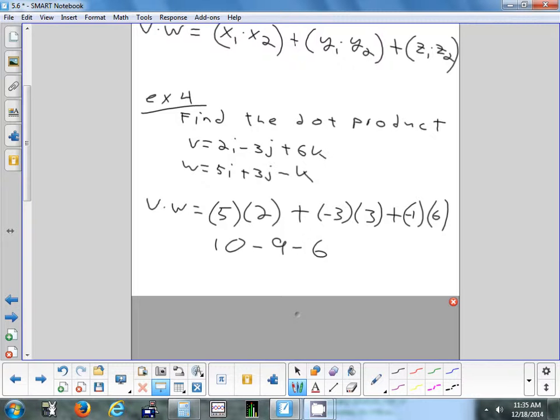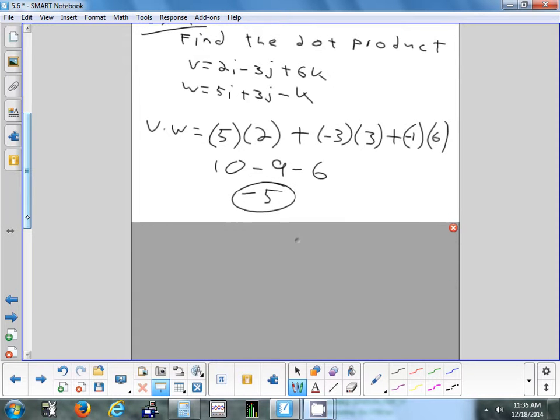And Owen, when I simplify that, what do you get? Negative 5, yeah. Negative 5. Great. Any question on that? So that's your dot product.